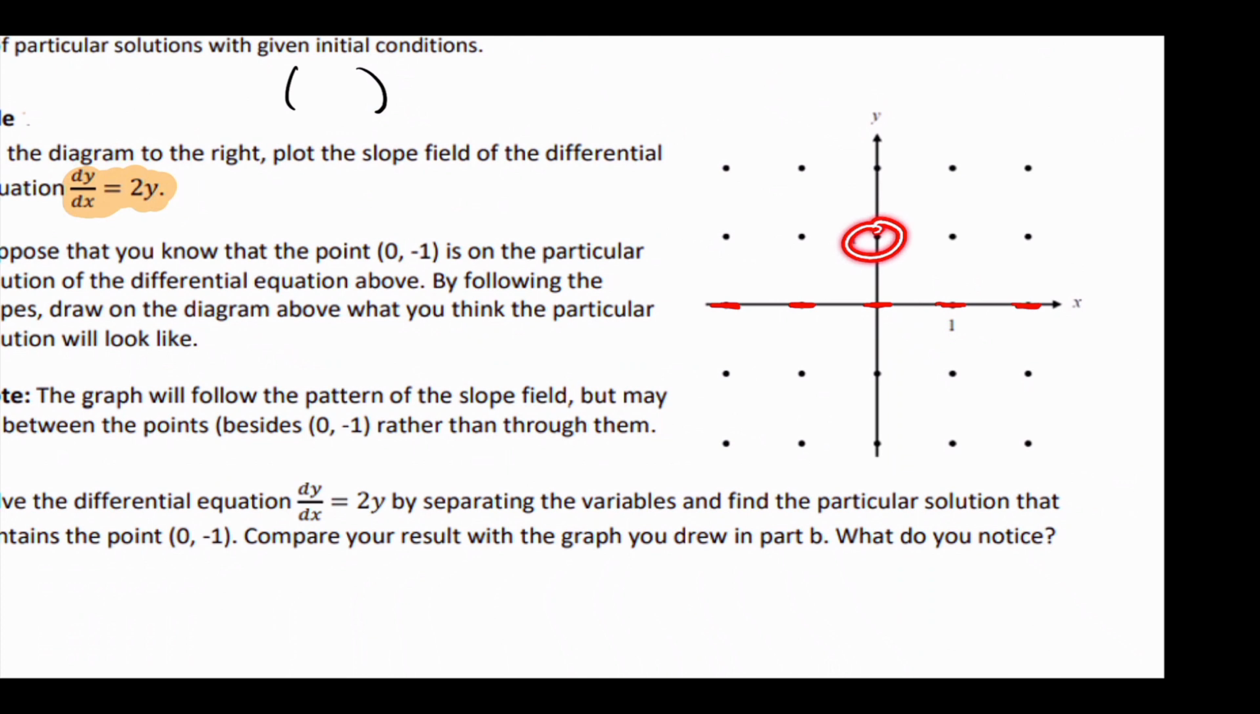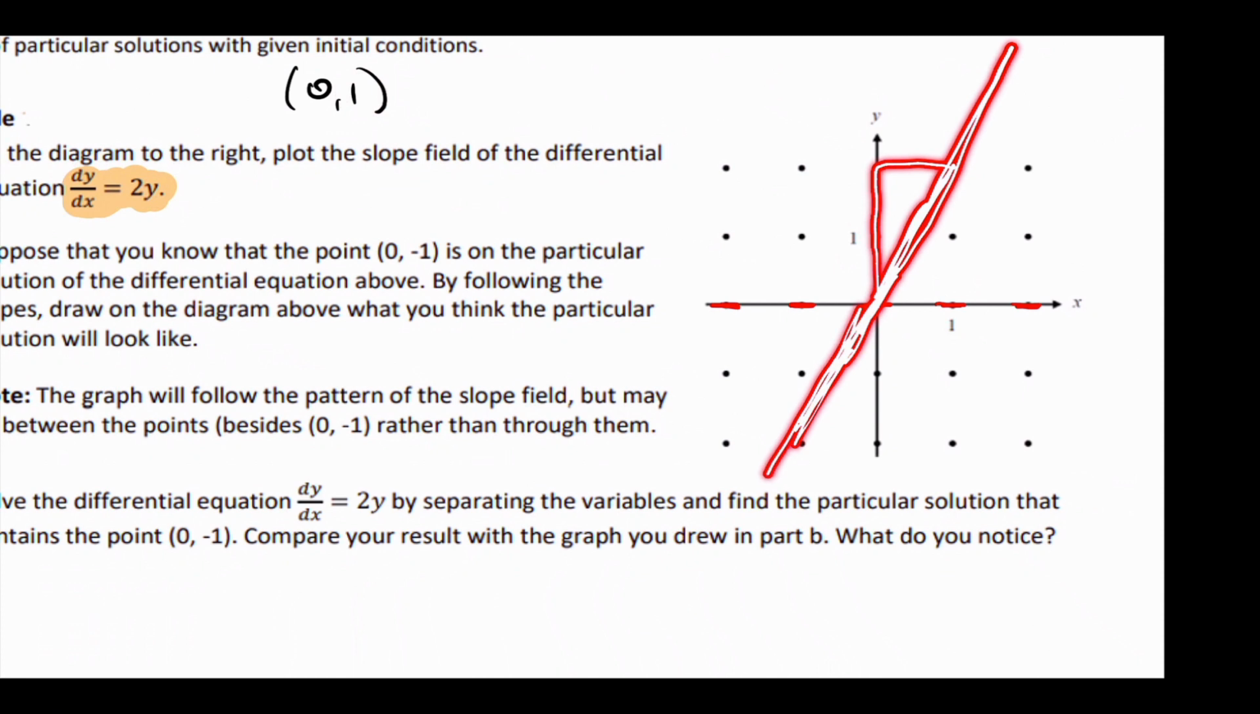Let's go to (0, 1). What is the slope going to be at (0, 1)? It's 2, because I can only plug in 1, and I get 2. A slope of 2 means I go up 2 and over 1, right? So we're going to draw a little sketch of that line: up 2, over 1. That's what that line kind of looks like. We're going to draw a little sketch of this line here.